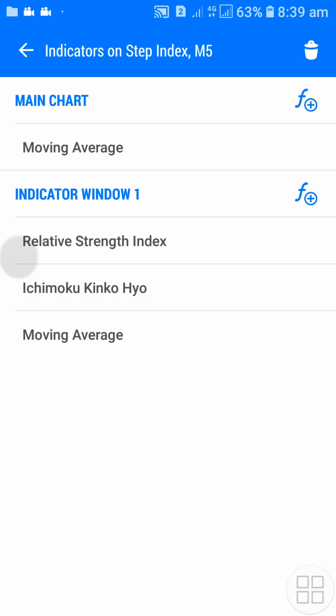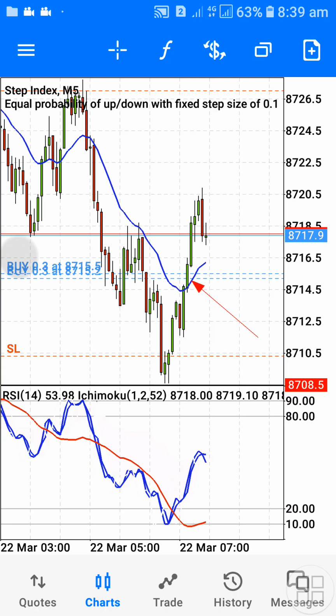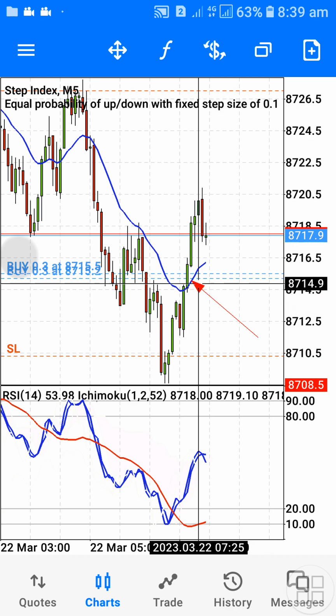So the next, last but not the least, is the moving average. You can see the period and the parameters we're using here. So done with these ones. Take note of this. So our structure is now complete. What is left is knowing when to buy and when to sell. Alright, this market might likely form another structure here.